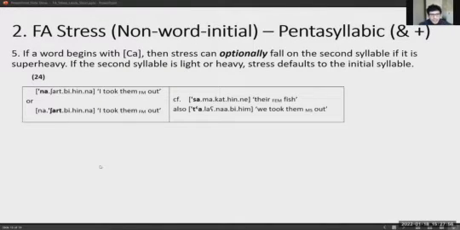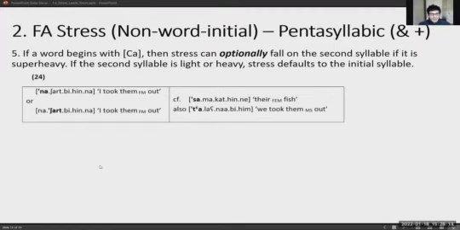The fifth case is when a word begins with a CV syllable that has the low back vowel. Again, we've seen this with quadrisyllabic words and trisyllabic words. And in these words, stress can optionally fall, and this is where you get optionality in more cases with longer words than with trisyllabic words.